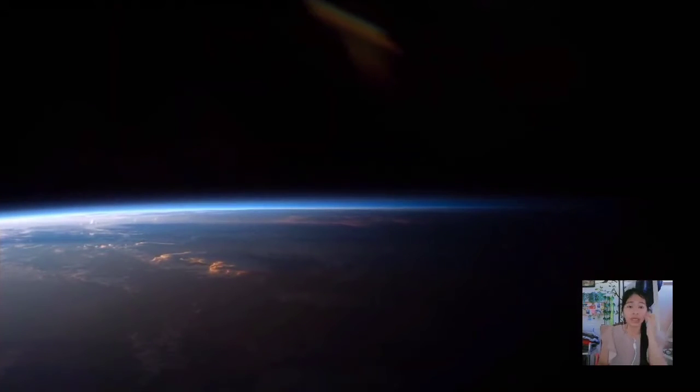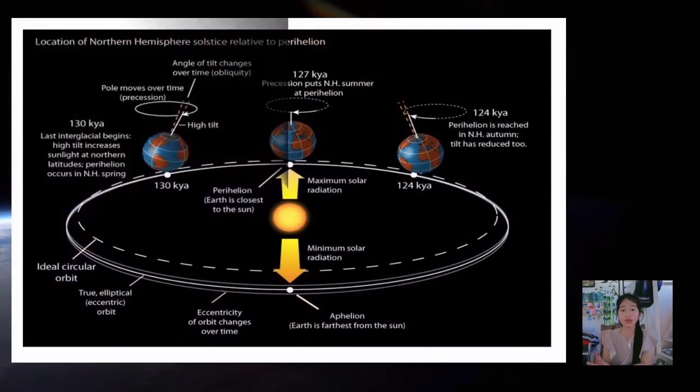Okay. If you can see in the illustration, it is the location of the northern hemisphere solstice relative to the perihelion. So 130 KYA, or kilo years ago, or 1,000 years ago, the last interglacial begins, and high tilt increases sunlight at the northern latitudes. Perihelion occurs in the northern hemisphere spring. So the poles move over time.